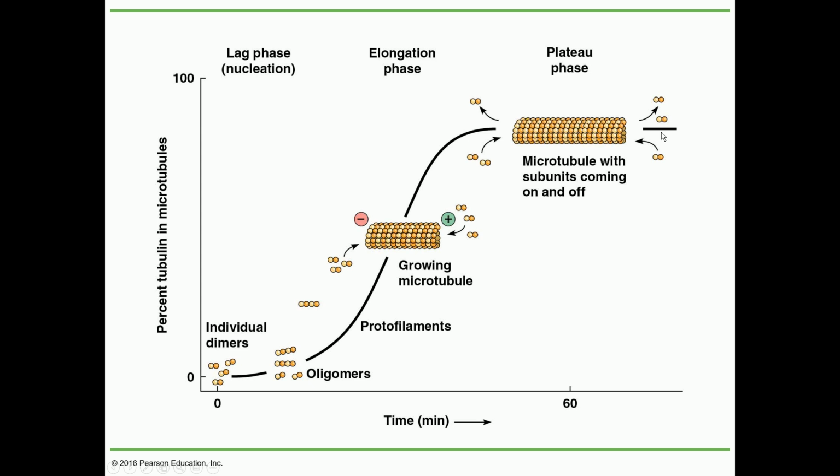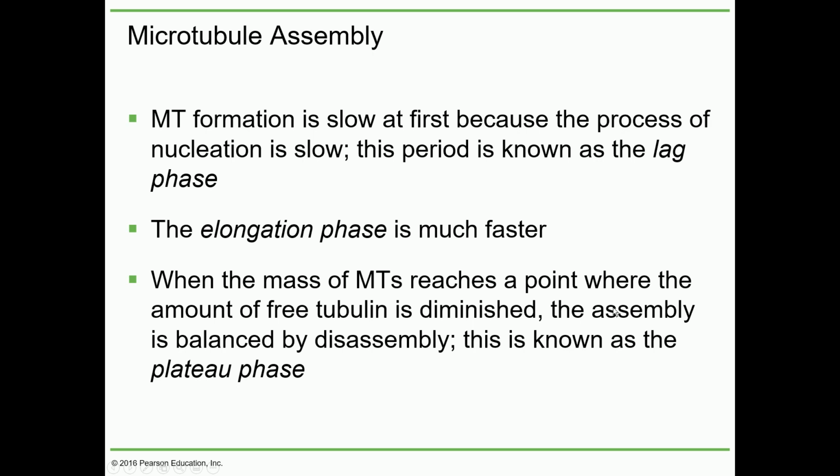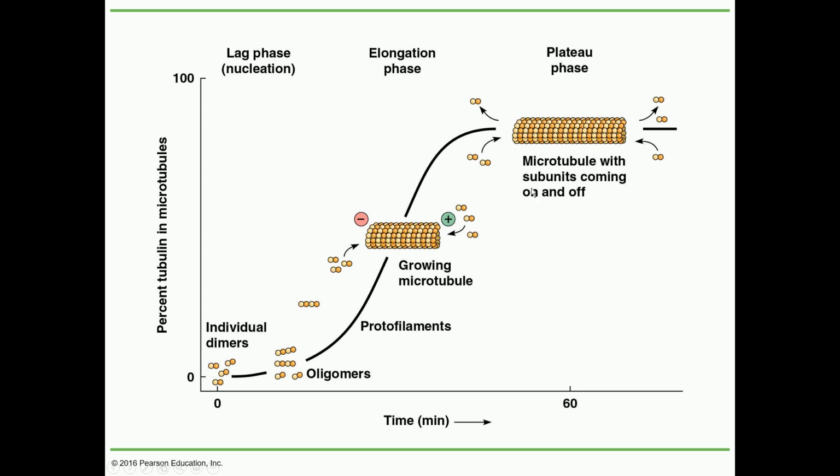In the plateau phase, the assembly is balanced by disassembly, because the amount of free tubulin decreases. You can see here that the amount of free tubulin available at this phase decreases, and as a result, whatever amount of tubulin is being assembled here, the same amount is getting disassembled from here. So this is called the plateau phase.